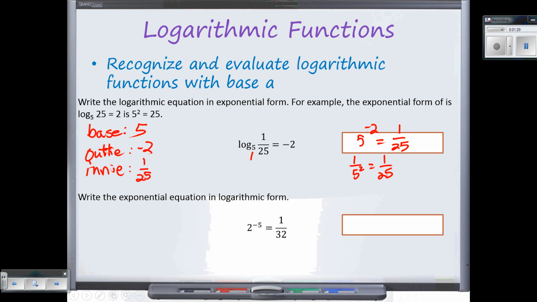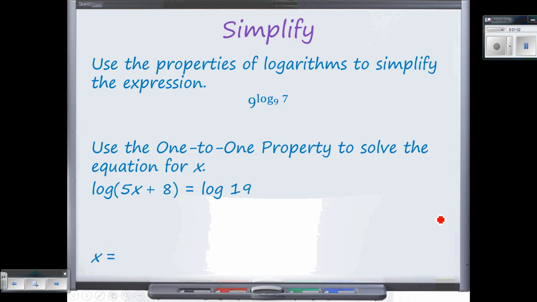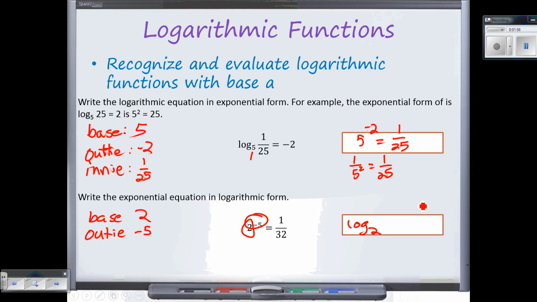All right, on our next one, it's doing it in reverse. This is the base of an exponent. So this is our base. So we have log base 2. To the base to the outie. Well, that means that my -5 is my outie, because it's the base to the outie. So that's my -5. So that means this equals -5.